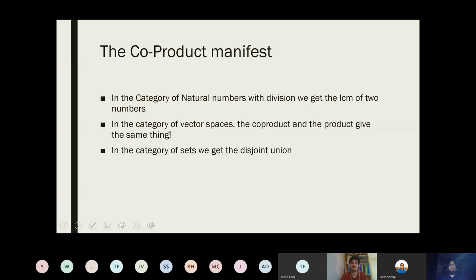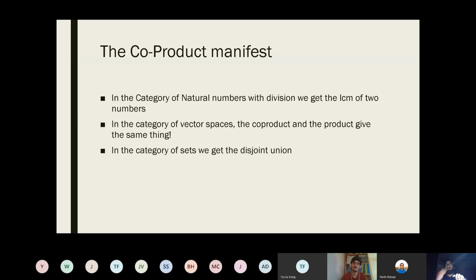And what does the coproduct look like in different categories? In the natural numbers with division, it's reassuringly the least common multiple of two numbers, because you replace "A divides B" with "A is a multiple of B" everywhere that the relation occurs, essentially. In the category of vector spaces, the coproduct and the product apparently give the same thing: the direct sum of vector spaces and the direct product, if you bother to define it, are actually the same thing. And in the category of sets, we get the disjoint union.